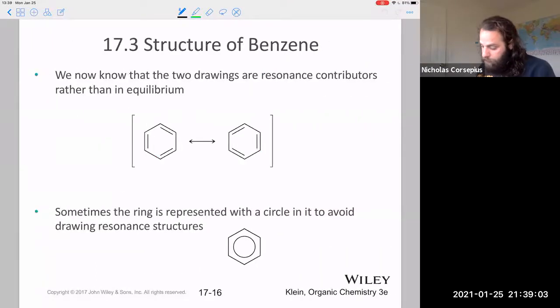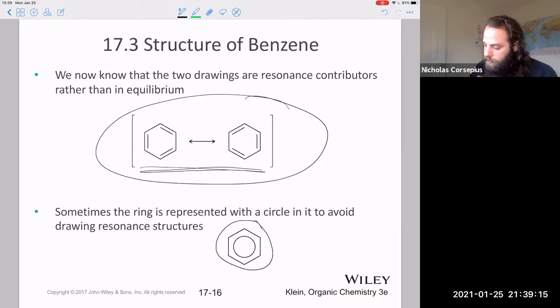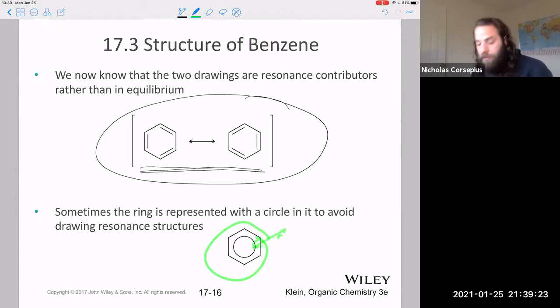And so now we know that there is this resonance, and you can represent it with the circle in the middle or by drawing both resonance structures. Remember that this is the more correct way. I know that the circle is easy and everybody wants to go for that, but when we're drawing resonance contributors, the problem is that the circle doesn't show you how many electrons are actually in there, whereas drawing all the resonance contributors does. Nonetheless, you will see the circle convention.